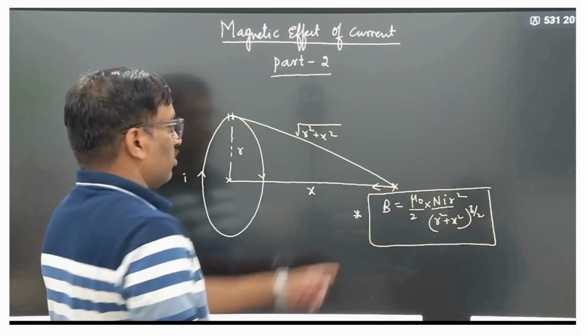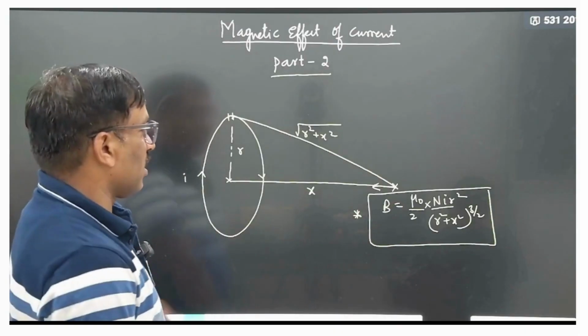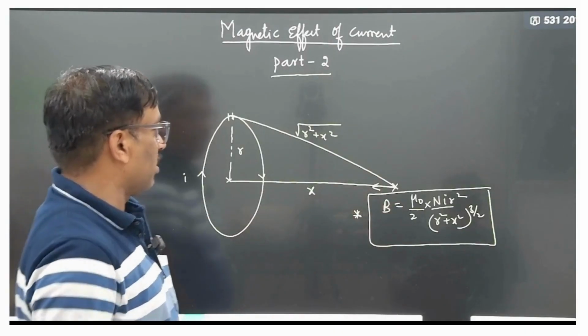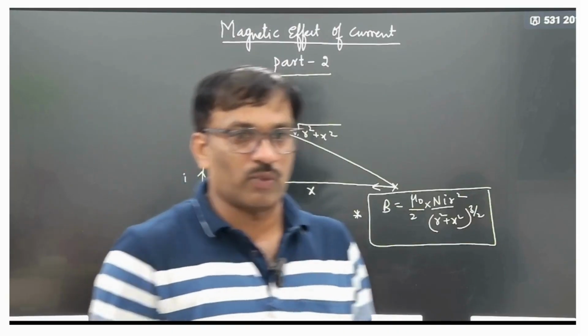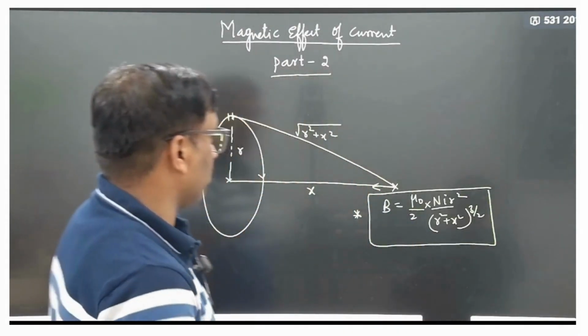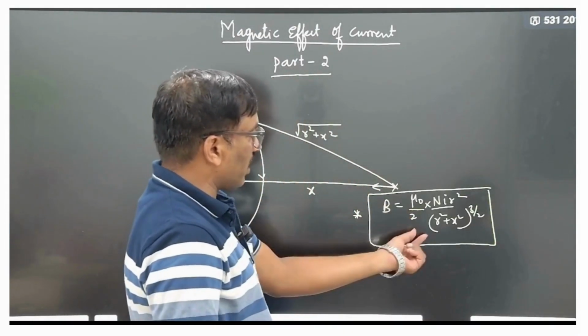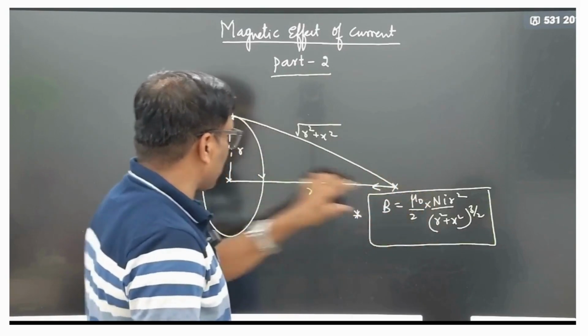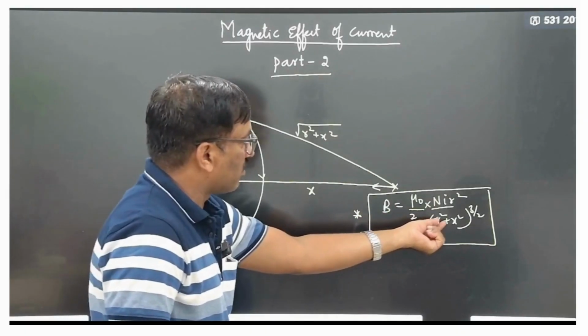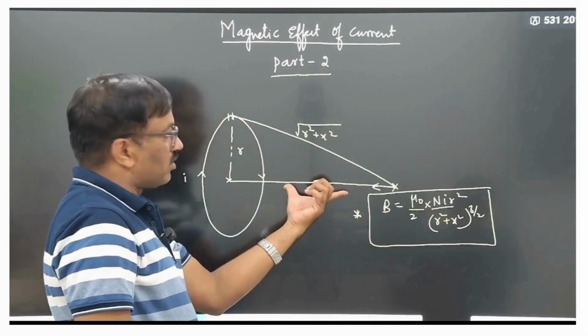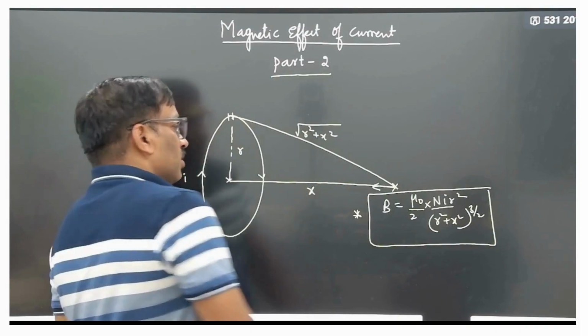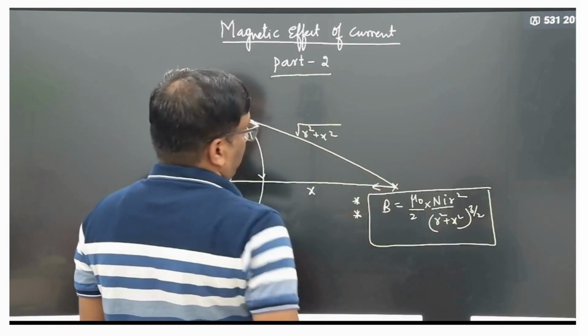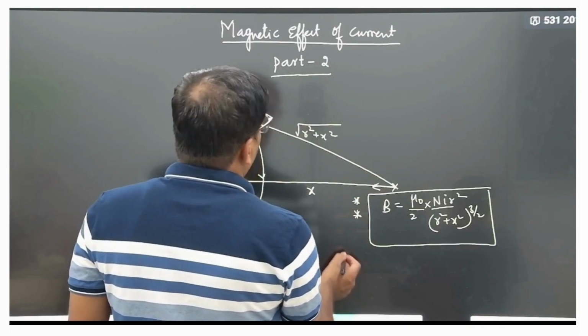How did I get it? You might have studied it in your board classes, or you may expect the derivations in the board class videos on our channel also. B is equal to mu naught by 2, n is the number of turns, I is the current, r is the radius of the coil, and x is the distance from the center. This is the magnetic field.